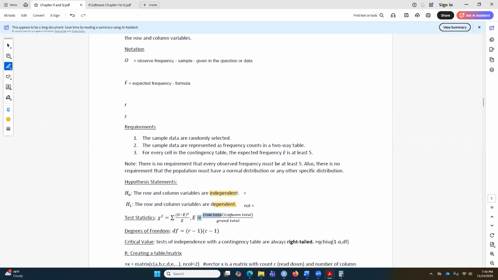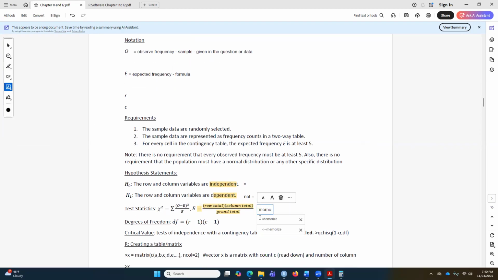Which is row total times the column total divided by the grand total. And yes, this is something that you need to memorize for your test, or I would say put it into the cheat sheet to memorize. So when you come back on Monday in class, I will give you a blank piece of paper, and then you begin to write down the formulas that you need to know for your finals.